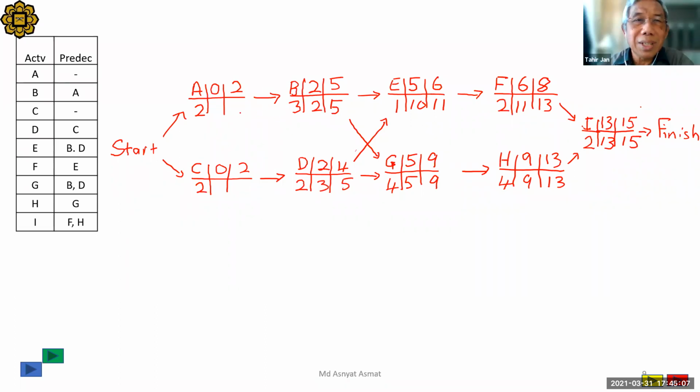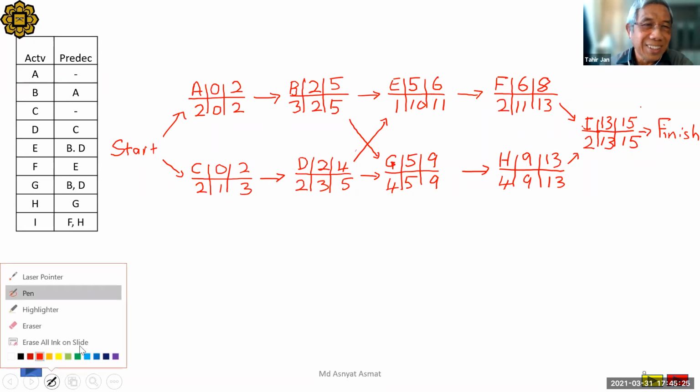Now, can I move back to A? 2, yes. 2, 0. C. 3, 1. 3 and 1. Oh, really exciting.